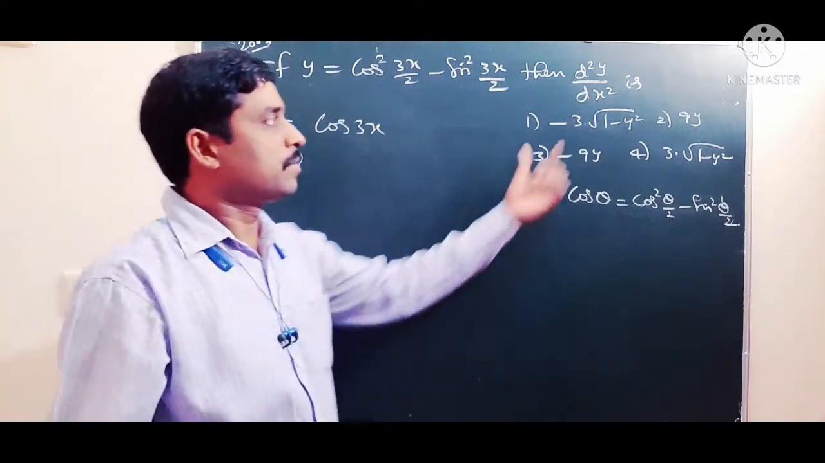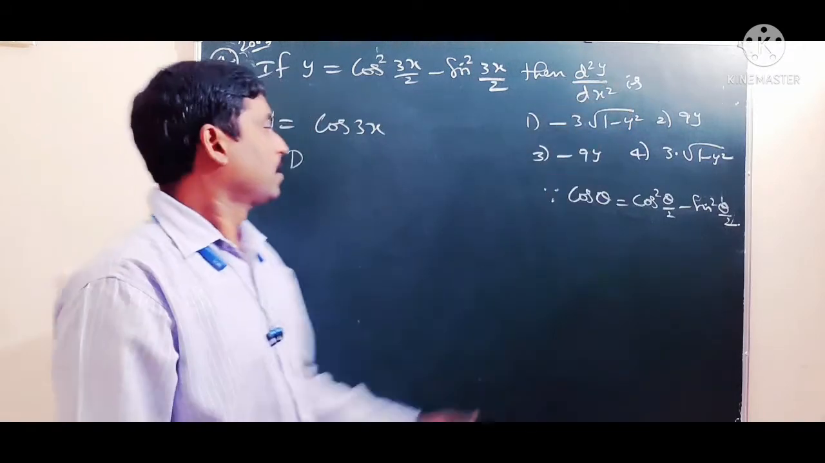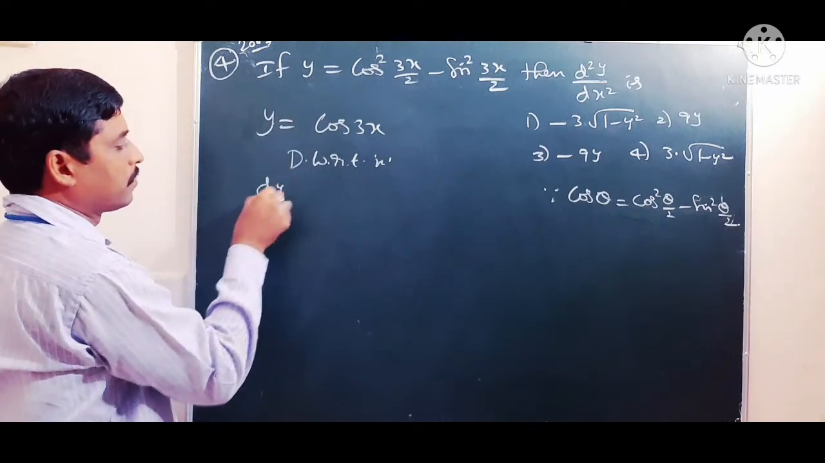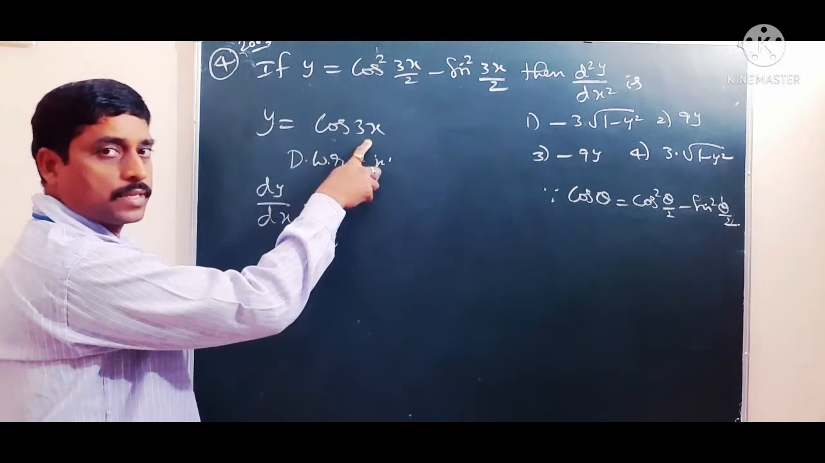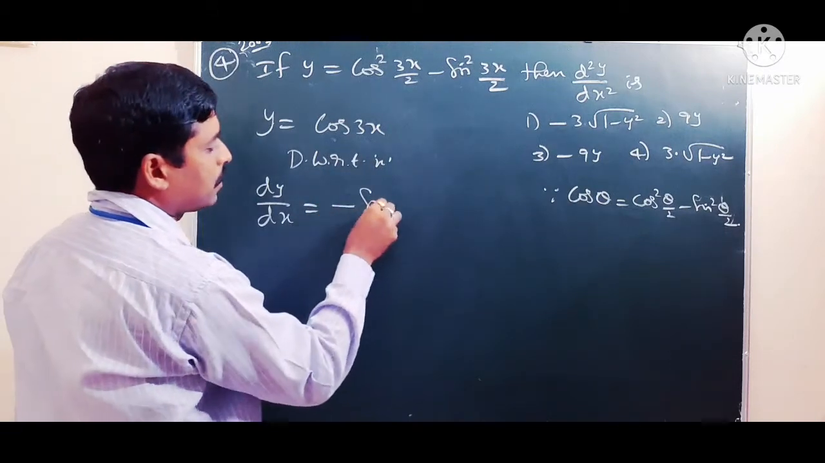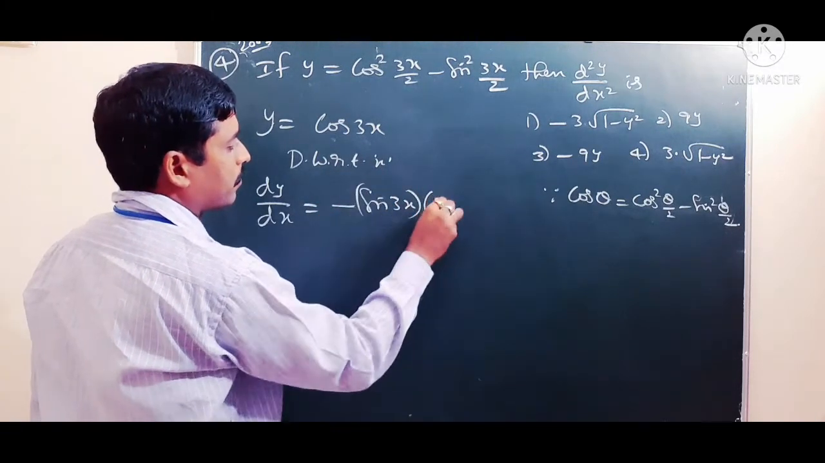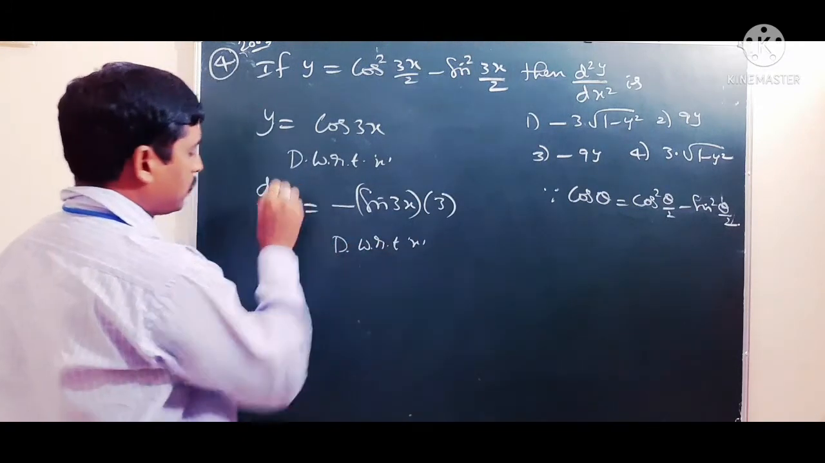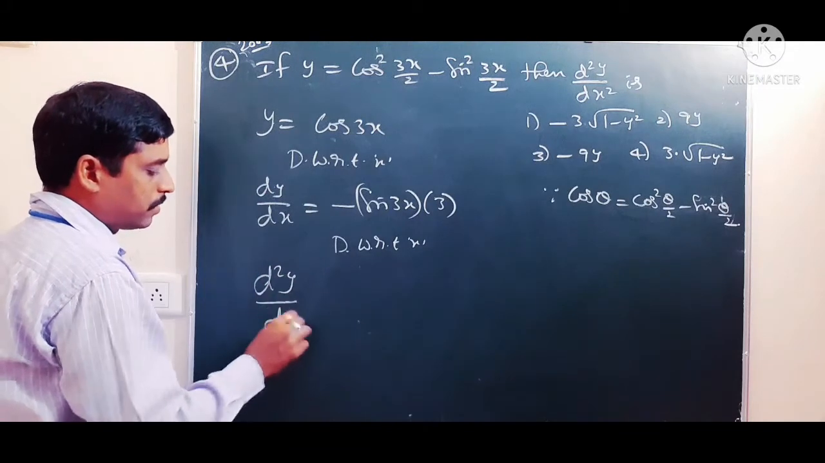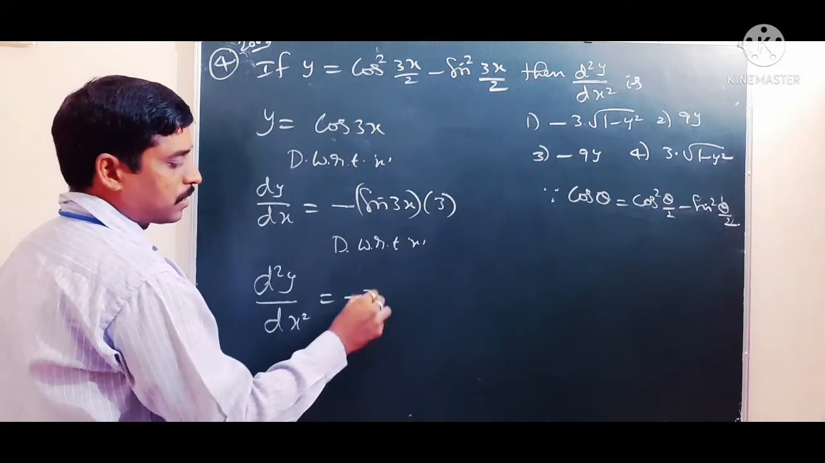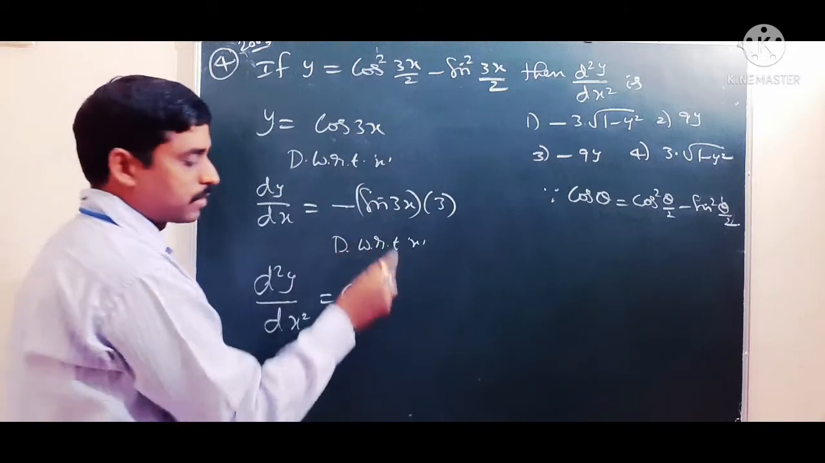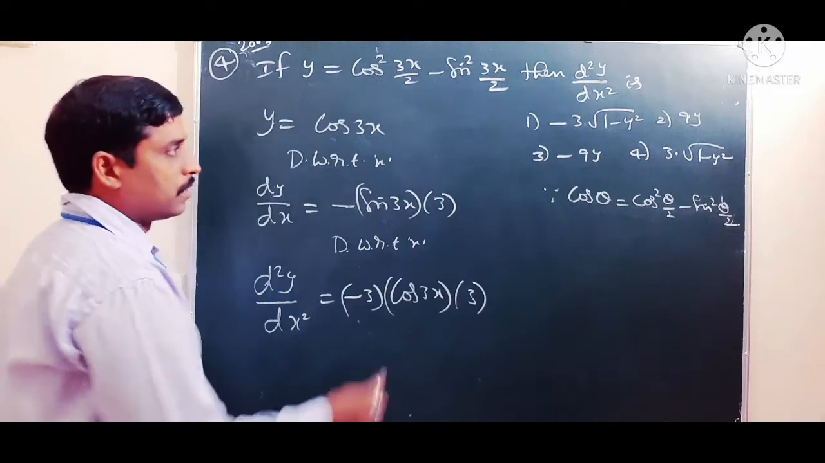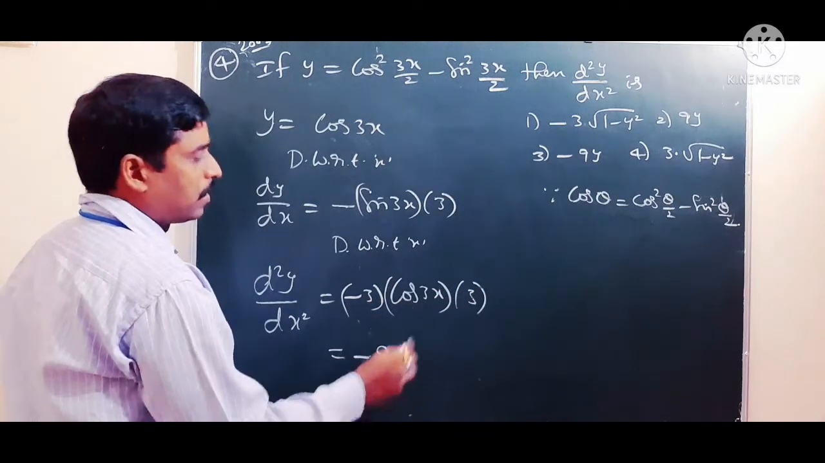Okay, now differentiation. What is our target? d square y by dx square. Now differentiation with respect to x on both sides. So differentiation of y is dy by dx. Differentiation of cos 3x, we get minus sin 3x into 3. Again differentiation with respect to x on both sides. So d square y by dx square equals, in this, minus 3 constant, differentiation of sin 3x. This will be cos 3x into 3. This is minus 9 cos 3x.